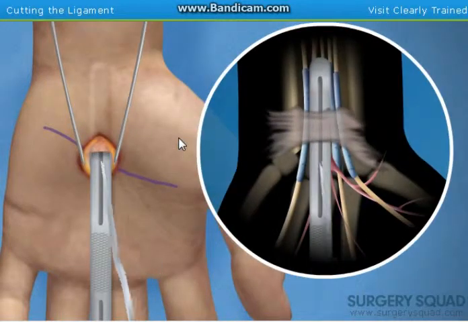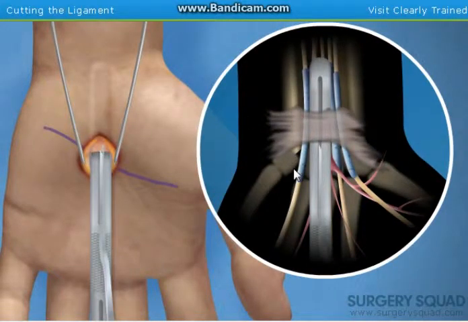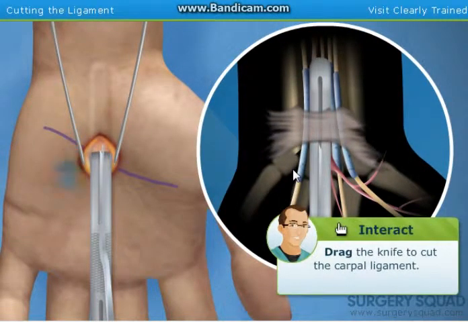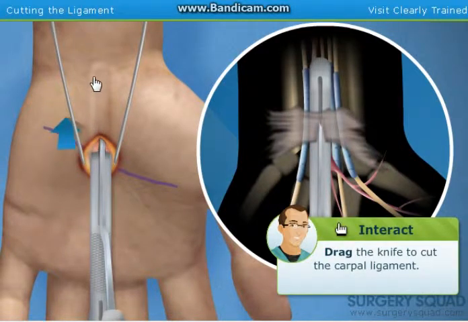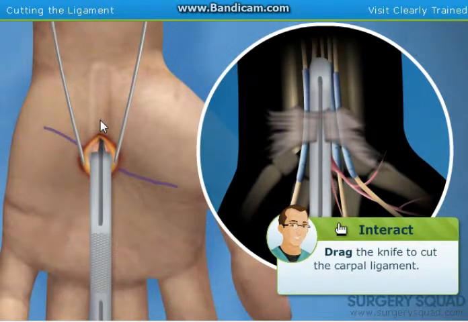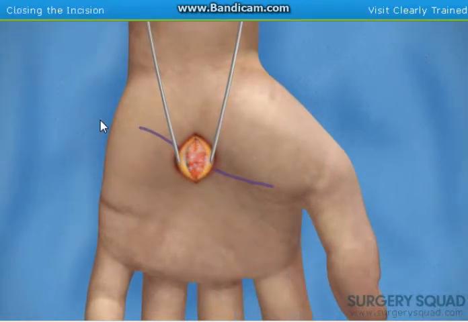As you push the knife forward, you will feel it cutting through the carpal ligament. Alright. There we go. Perfect. With the transverse carpal ligament cut, the median nerve is no longer inflamed.